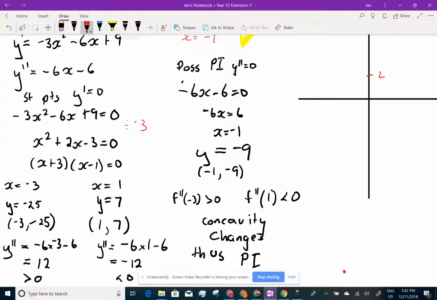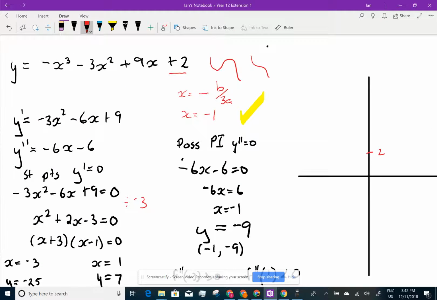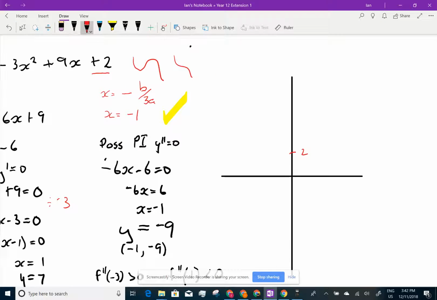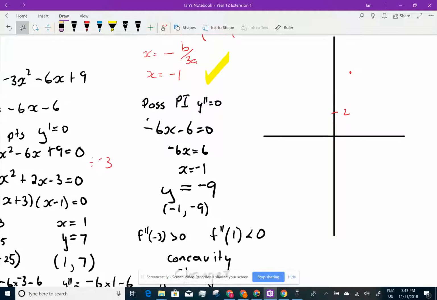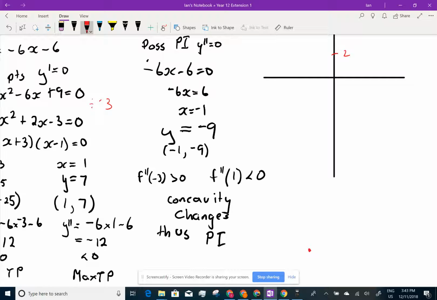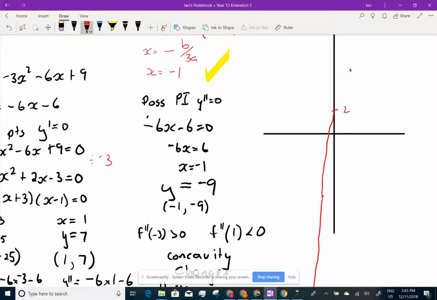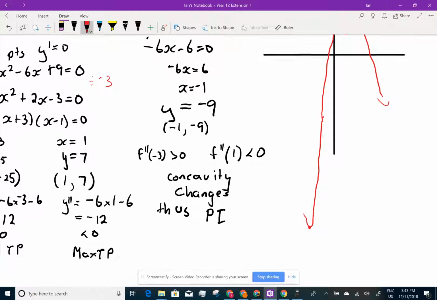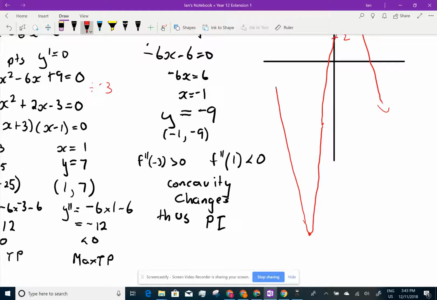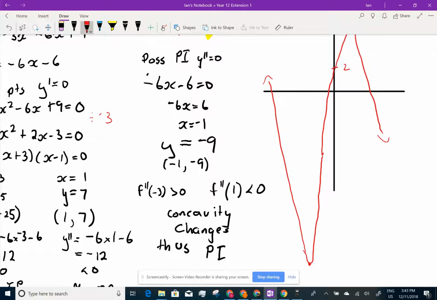And 1 and 7. So 1 and 7 will be somewhere up here. And the possible PI is at negative 1 and negative 9. So about there. Remember, not too worried about scale. Now, we know it's a negative cubic, and it should look like that.